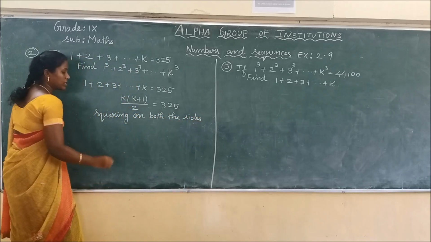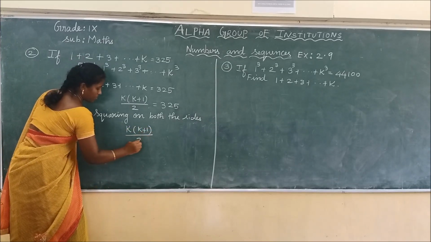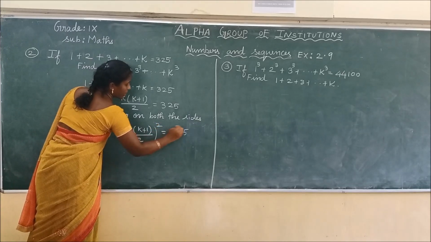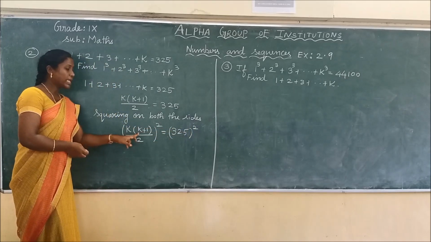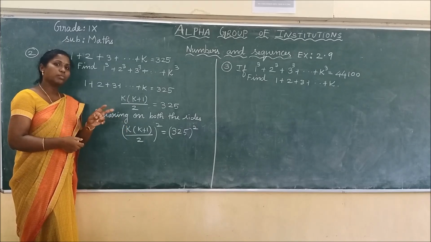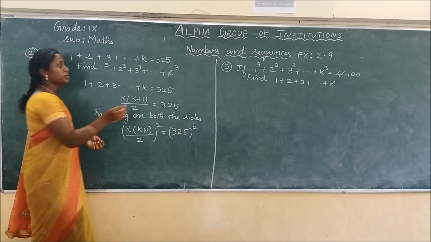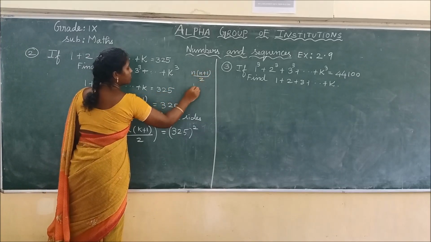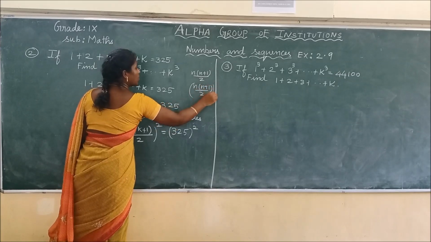If I am squaring on both the sides, what will be the value? k into (k plus 1) by 2, the whole square is equal to 325 the whole square. See the formula of natural numbers and cubes of natural numbers. For natural numbers, the formula is n into (n plus 1) by 2. For cubes of natural numbers, the formula is n into (n plus 1) by 2, the whole square.